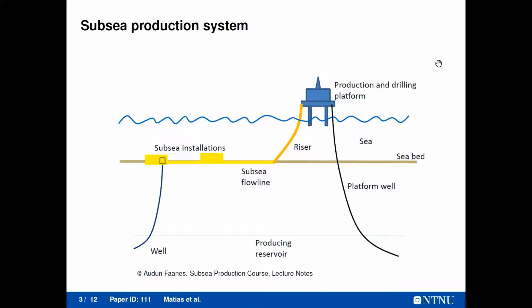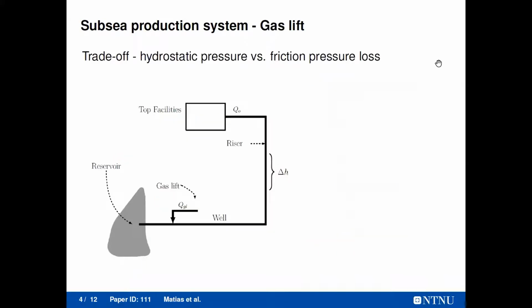The fluids are driven from the reservoir to the top facilities by the reservoir natural pressure. In some cases, this pressure is not high enough, so we need an artificial lifting method. One of the alternatives is to use gas lift. Here, in this slide, we show a different scheme of an oil well from the previous slide, but it shows basically the same thing. A well connects the reservoir and a riser connects the well to the top facilities.